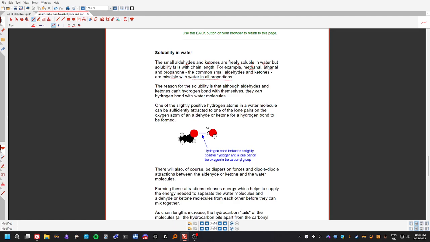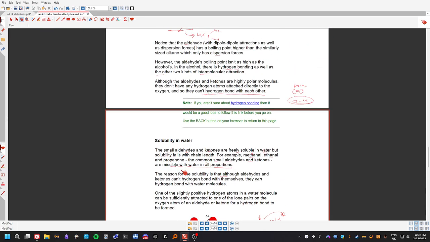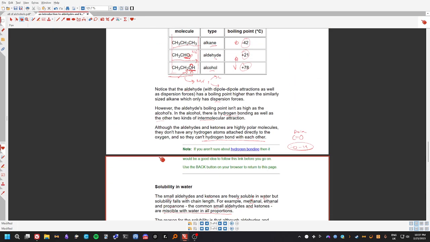However, the reason for the solubility is that those aldehydes and ketones can't form hydrogen bonds with themselves, but they can hydrogen bond with water molecules. Think about it. It's only the intermolecular bond between an O and an H. If you have the O and not the H in the pre-existing molecule, that's totally fine as long as you can find a hydrogen bond with an H.